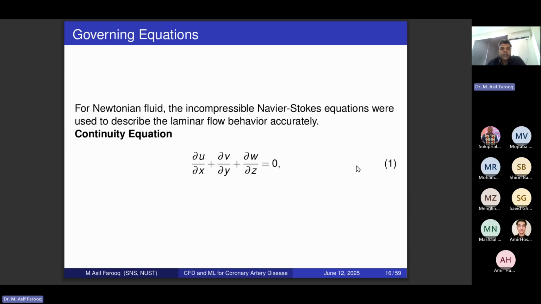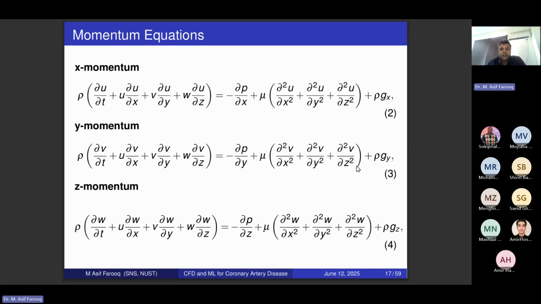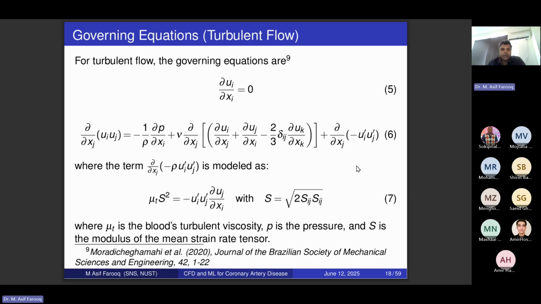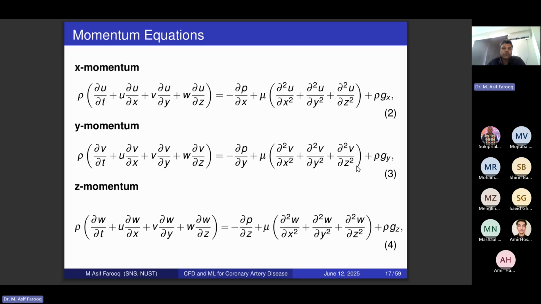So the first equation that we needed is the continuity equation. In fluid mechanics, we call it the conservation of mass. Then we have the X momentum, Y momentum, and Z momentum equations, since this is a 3D problem. We have a 3-dimensional aortic aneurysm. And we also needed some equations relevant to turbulent flow. Turbulent flow equations are an extension of the momentum equations.